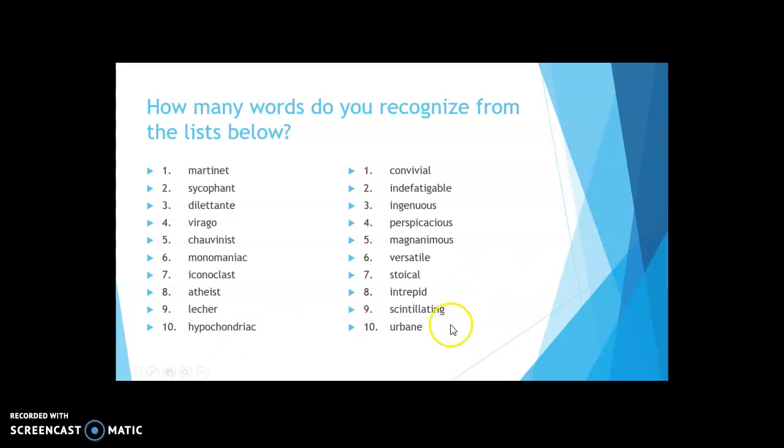The list on the right has adjectives. Adjectives are words that modify nouns. These adjectives are special in that they all describe people or can be used to describe people. A couple of these words can be used to describe other nouns, but today, whenever we use them, we're going to work on them in terms of how they describe people.